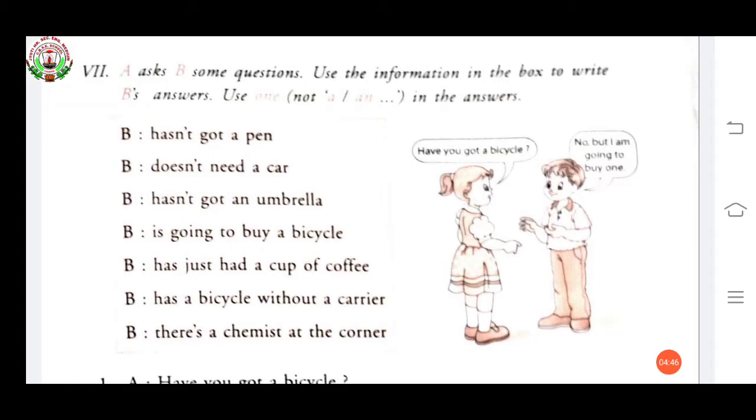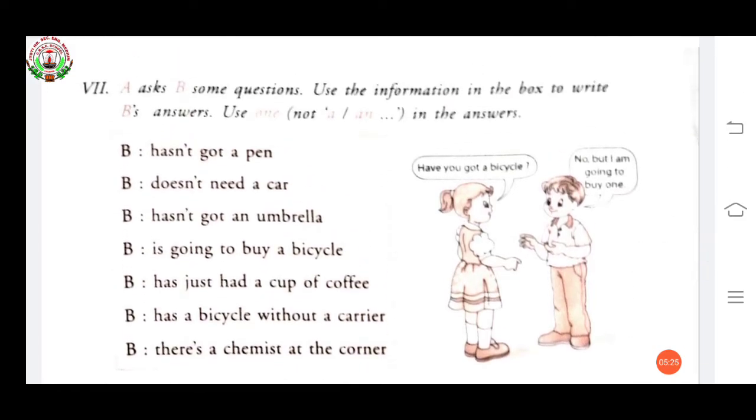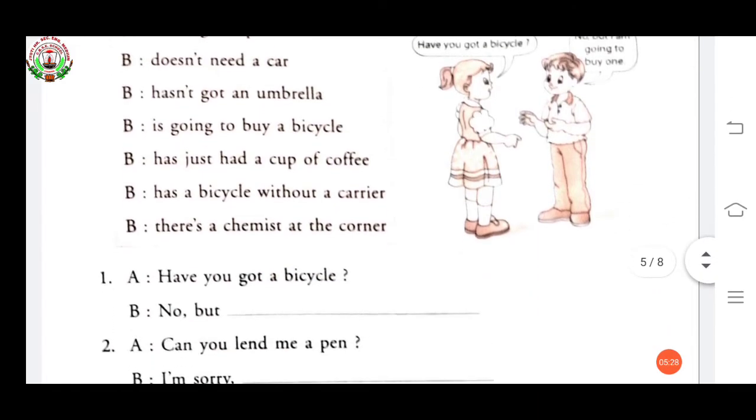A asks B some questions. Use the information in the box to write B's answer. Use one, not a or an, in the answer. A is one person and B is another person, and A asks some questions to B. Now you have to answer. Use the information given in the box. We have to write the answer of B.